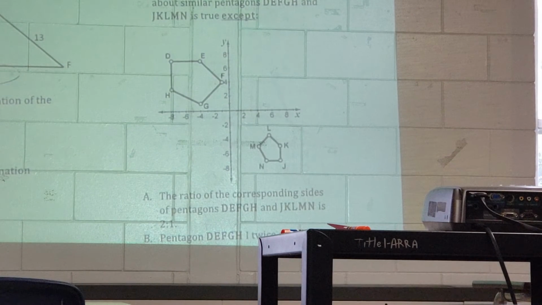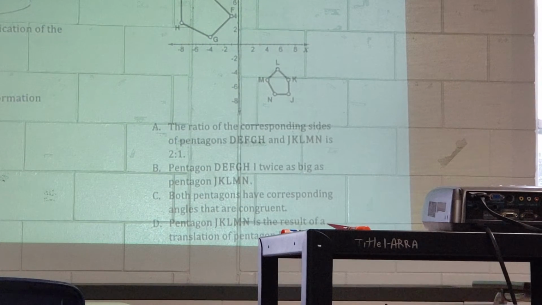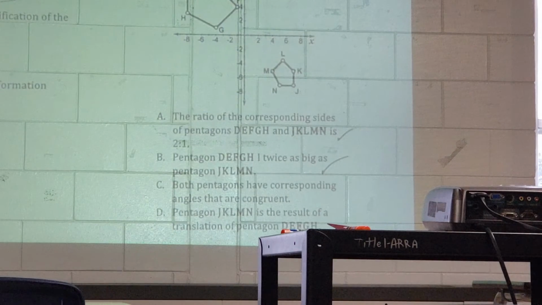29: Each of the following statements about similar pentagons DEFGH and JKLMN is true, except: the ratio of the corresponding sides of the pentagons is 2 to 1. I don't really know. Let's pause on that, because the next statement says pentagon DEFGH is twice as big as JKLMN. Doesn't a ratio of 2 to 1 just mean twice as big? If one of those is true, the other one has to be true. If one is false, the other has to be false. They say the same thing. So that can't be the answer, because we can't pick one without the other also being picked.